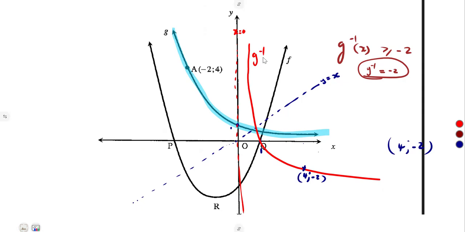This is the inverse of g, guys. So they are saying that the inverse of g must be greater than or equal to minus 2, meaning we are comparing the y value to minus 2.